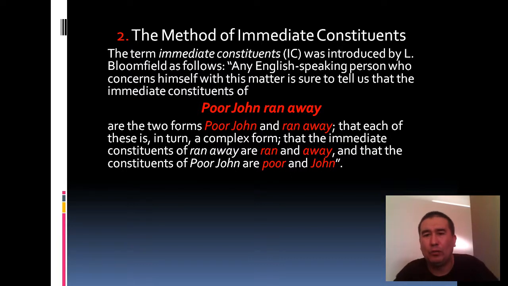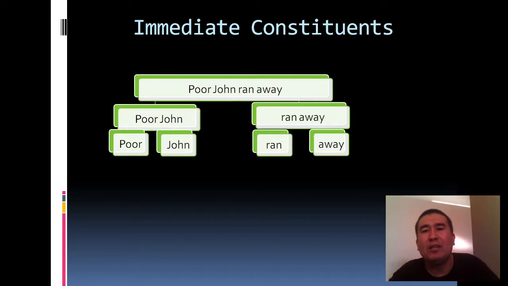in short, we can say the immediate constituents method separates sentences and word combinations into smaller parts and analyzes them. You can see the classification analysis of the example sentence "poor John ran away" in the following slide. Poor John ran away. The first classification is "poor John", the second part is "ran away", and they are also divided into further two parts.